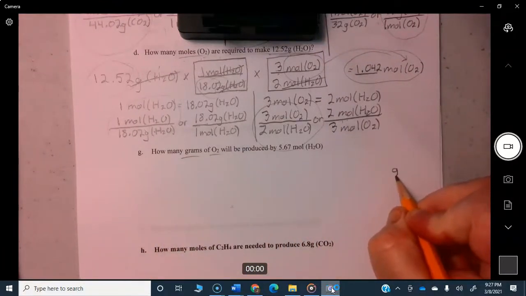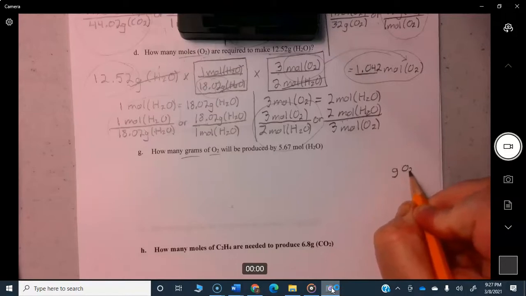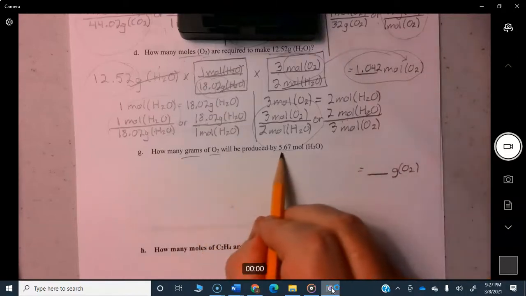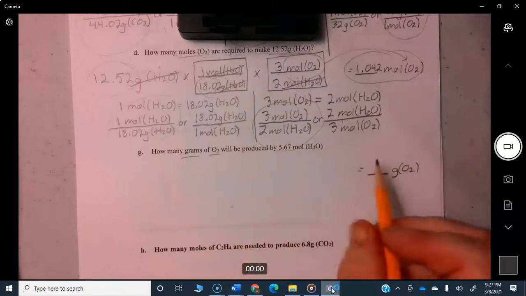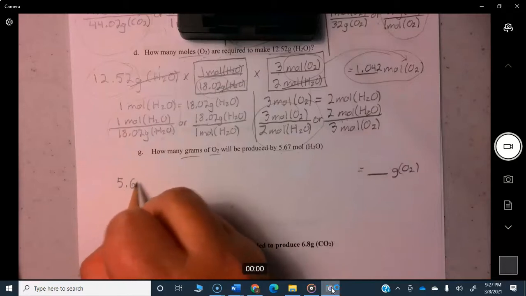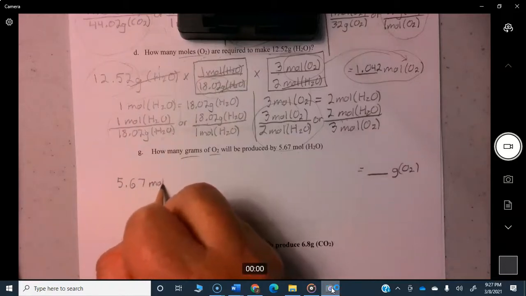So it's asking how many grams of O2. So I'm going to come way over here. That's what you're trying to find out at the end of the problem. Grams of O2 will be produced by 5.67 moles of H2O. So way over here, we've got 5.67 moles.